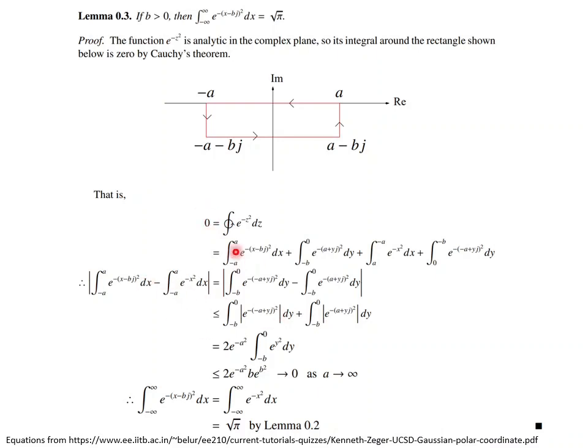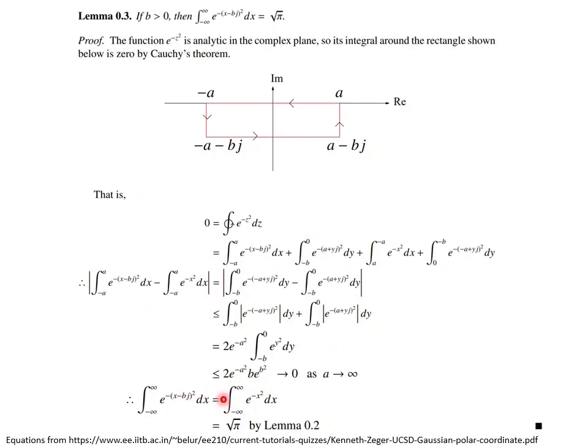Because this is 0, we move 2 parts to the left side and 2 parts to the right side. Because this part is less than this part, when a goes to infinity, the value becomes 0. See here, because e to the order of negative infinity is 0, the overall term is 0. Therefore, the terms become the same.